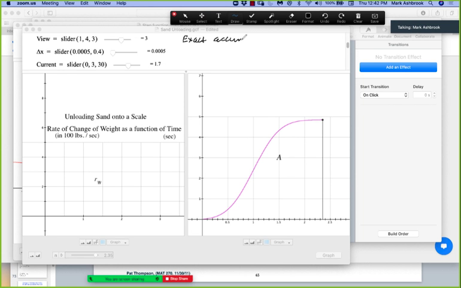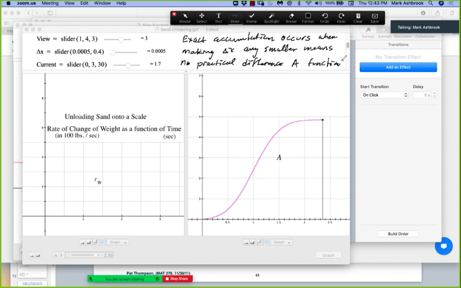So exact accumulation occurs when making delta x any smaller means no practical difference between A functions, the previous one and the new one. So it's the idea of essentially equal, essentially equal. We could keep making delta x smaller, but it's not really changing anything for practical purposes. So we call that essentially equal. And that's our conception of limit. So small that making it any smaller doesn't change the ballgame at all.